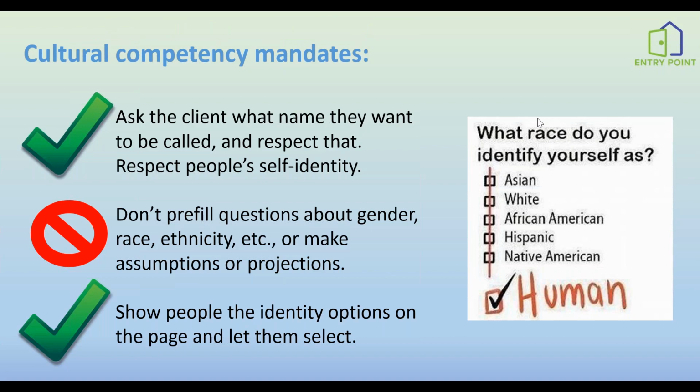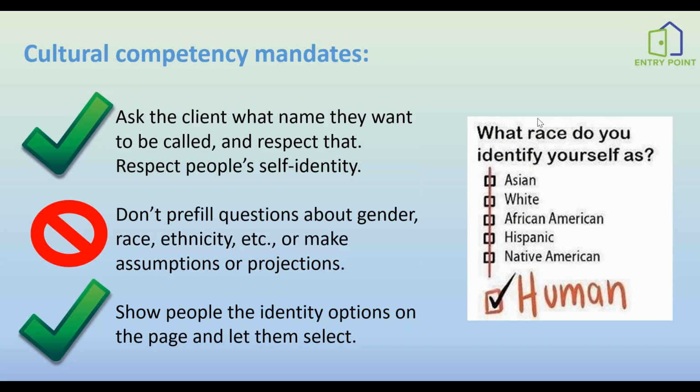Now I'm going to remind us of some of the cultural competency mandates that you've heard about in Module 2. And we're just going to review a few of those quickly. The first thing we want to do is we always want to ask every client what name they want to be called and respect that. Do they want to be called Johnny or Mr. Jones or Josephine? We're not looking at their ID, we're asking them.